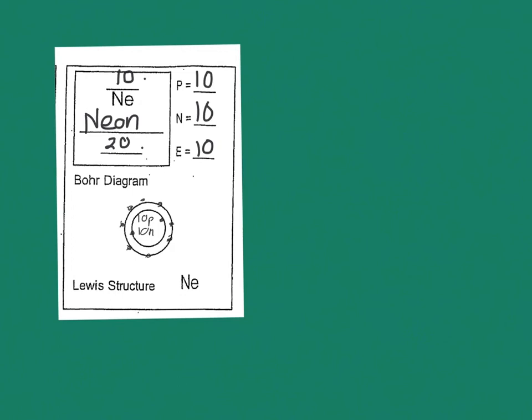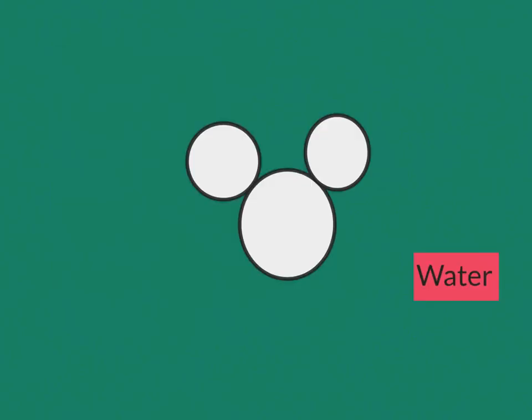Lastly, the Lewis structure is the outermost electrons only, and neon is very stable with a complete outer street. Therefore, its Lewis structure looks like this. The outer layer has 8 outer electrons, and that is my Lewis structure.